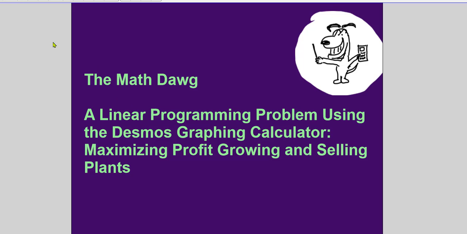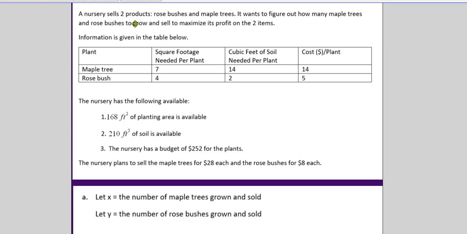So let's get started. A nursery sells two products, rose bushes and maple trees. It wants to figure out how many maple trees and rose bushes to grow and sell to maximize its profit on the two items. So here is some information about the maple trees and the bushes and what the nursery has available. Square footage needed per plant.